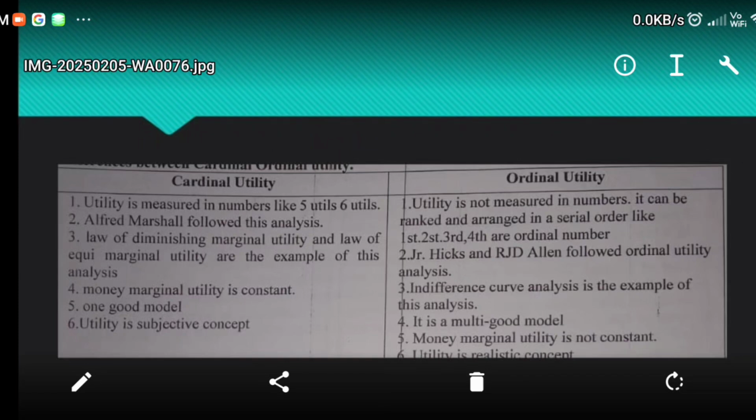In ordinal utility, utility is not measured in numbers. It can be ranked and arranged in serial order like first, second, third, ordinal numbers. J.R. Hicks and R.G.D. Allen followed ordinal utility analysis. Indifference curve analysis is an example of this analysis. It is a multi-good model. Money marginal utility is constant and utility is a realistic concept. In cardinal utility, utilities are independent. In ordinal utility, utilities are dependent.